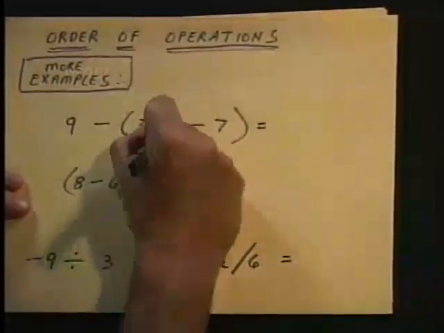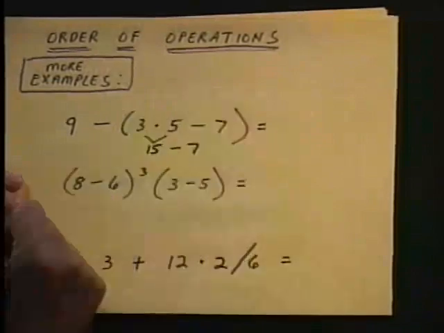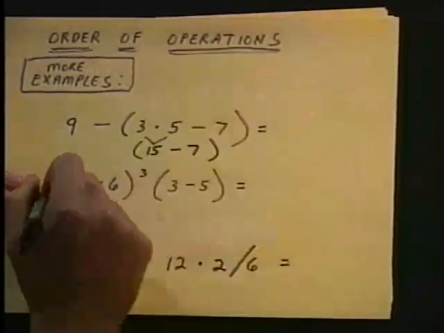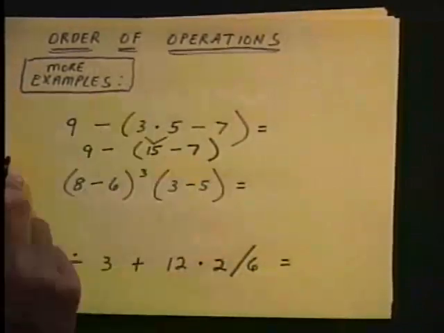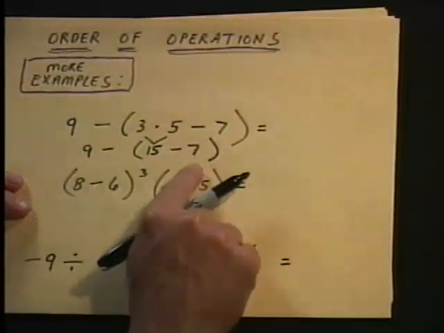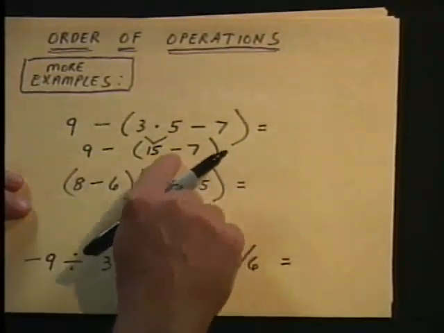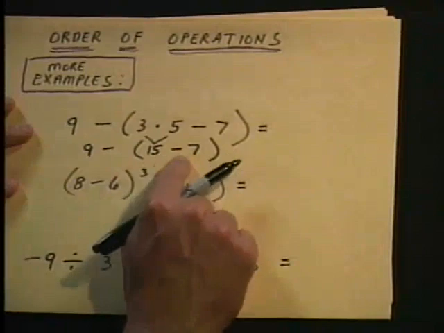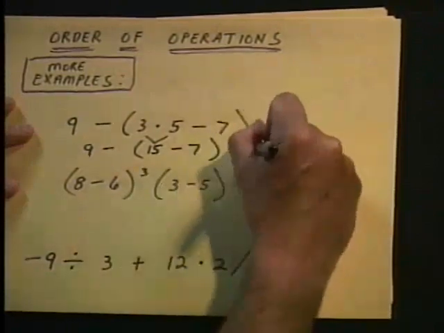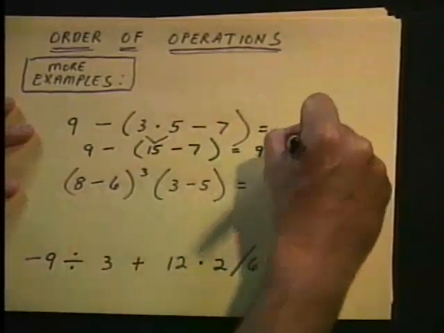So getting back to the example here, 3 times 5 is 15, minus 7, that's still inside the parentheses now, and we'll bring down the 9. So we have 9 minus 15 minus 7, so we still need to get out of these parentheses by doing the subtraction in here. So what we end up with is 9 minus 8.